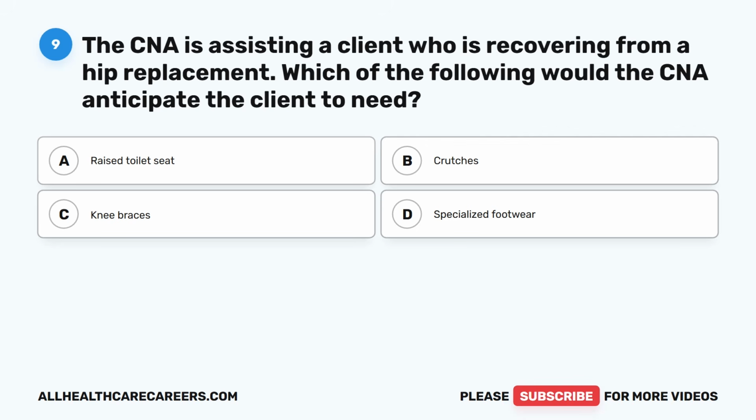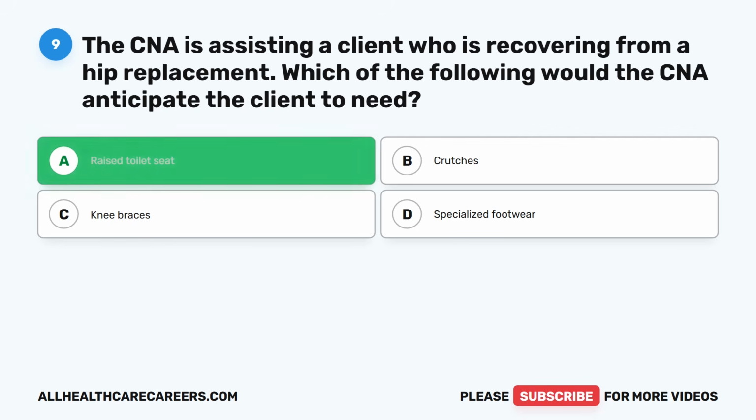Question 9. The CNA is assisting a client who is recovering from a hip replacement. Which of the following would the CNA anticipate the client to need? A. Raised toilet seat. B. Crutches. C. Knee braces. D. Specialized footwear. The correct answer is A.